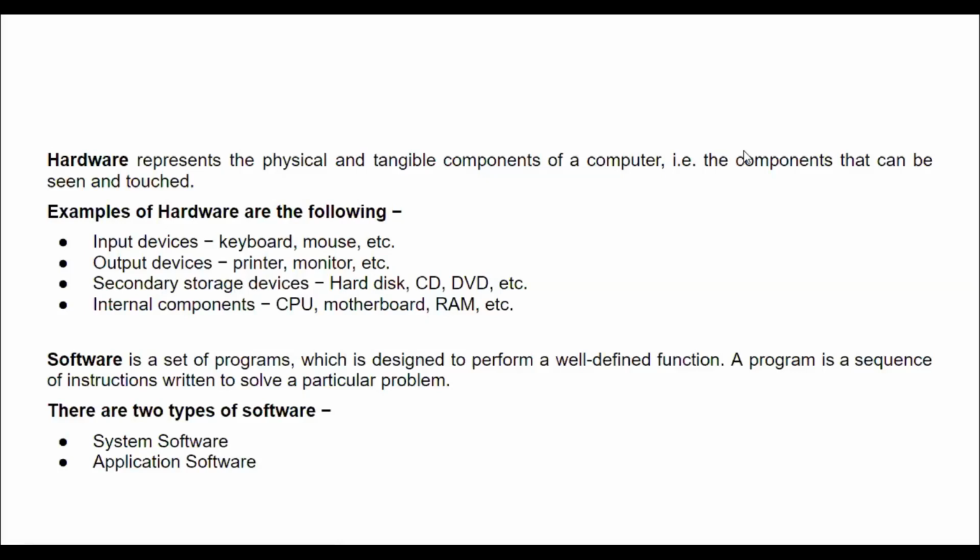What is the difference between system software and application software? System software is designed to manage the resources of the computer system, like memory and process management, and many more. Whereas application software is designed to fulfill the requirements of the user for performing specific tasks.